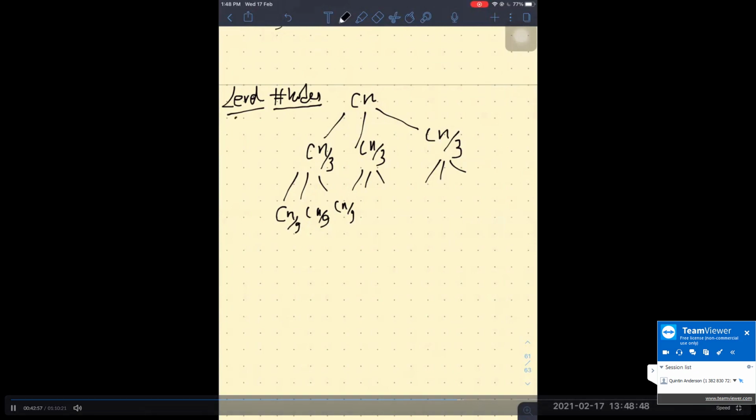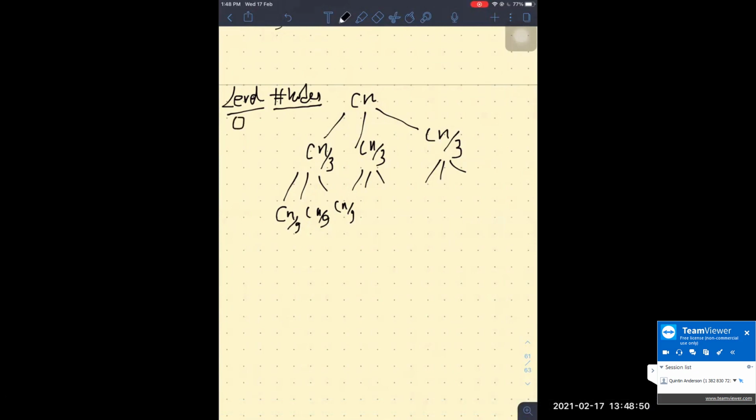So in level 0 we have only one node, that is 3 to the power 0 for this level. And for the next level we have 3 to the power 1 nodes.